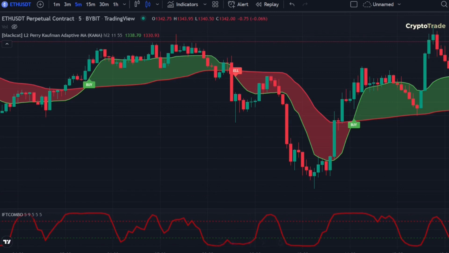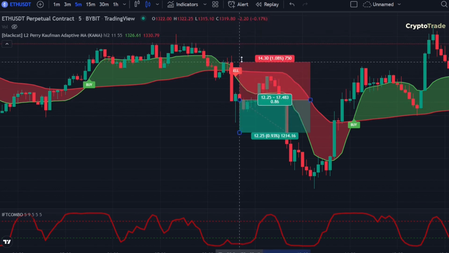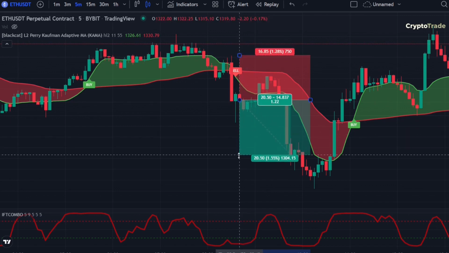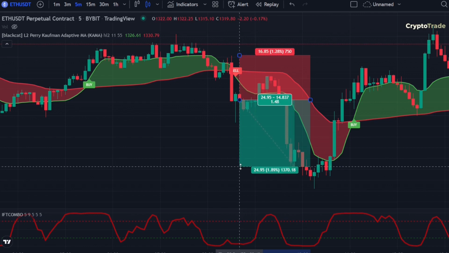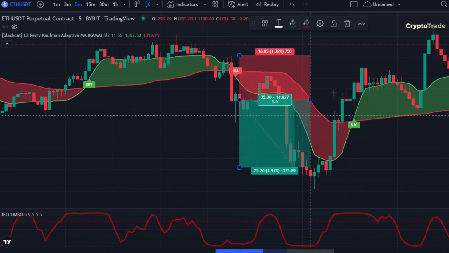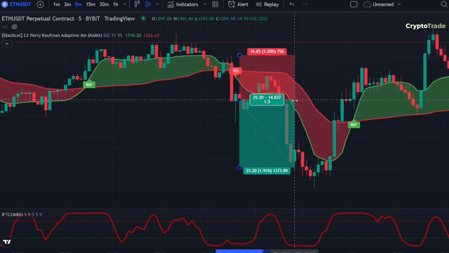For a sell order, it is necessary the L2 PERRY KAUFMAN indicator gives a sell signal. The candle must be red and close below the cloud. The Inverse Fisher Transform indicator must be below the green dotted line. If these conditions are met, place a sell order at the close of the red candle with the sell signal. Place the stop loss above the nearest swing high. The risk to reward ratio will be set to 1 to 1.5. I hope you have understood the selling strategy.